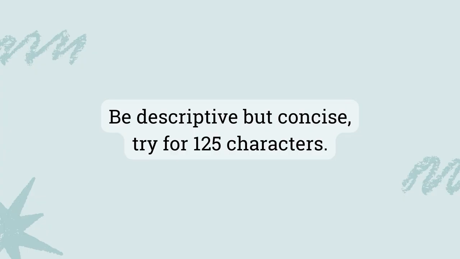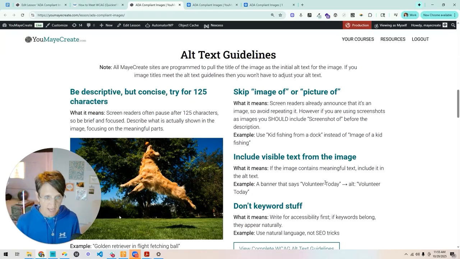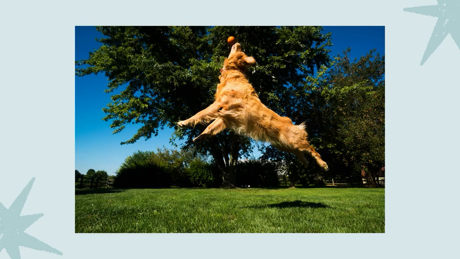Now, as you're writing your alt text, you want to be descriptive but concise. We're trying for about 125 characters, because screen readers often pause after 125 characters, so we want to be brief and focused and describe what's actually shown in the image and focus on the meaningful parts. So in this example image, we have a golden retriever in flight fetching a ball.